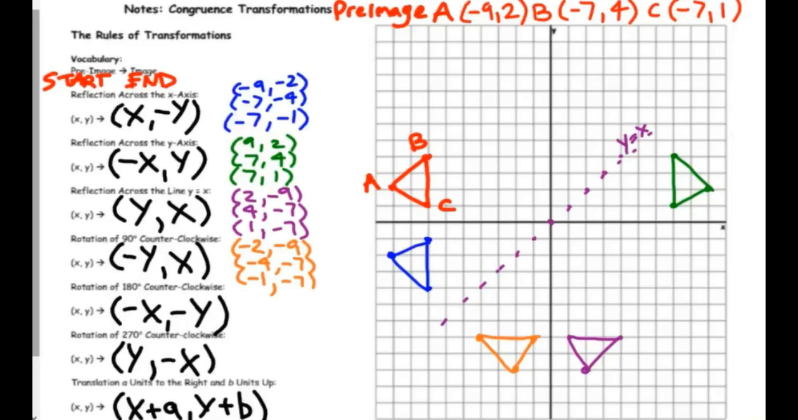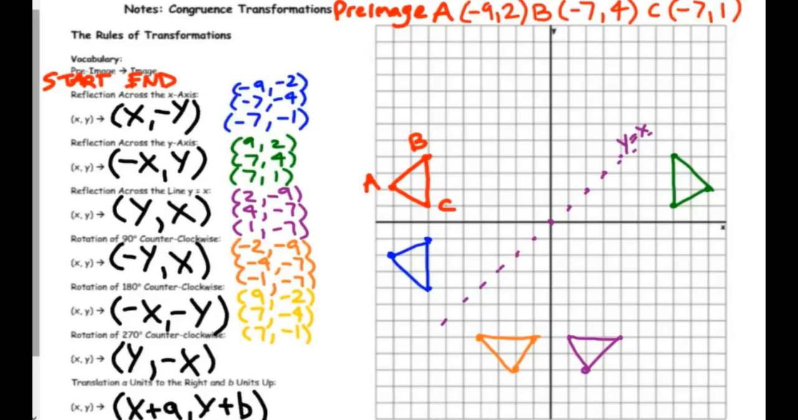Okay, here we go. So (-9, 2). Change both signs. What's that going to be? Okay, (9, -2). And then again, (-7, 4) becomes (7, -4). And (-7, 1) becomes (7, -1). Okay?